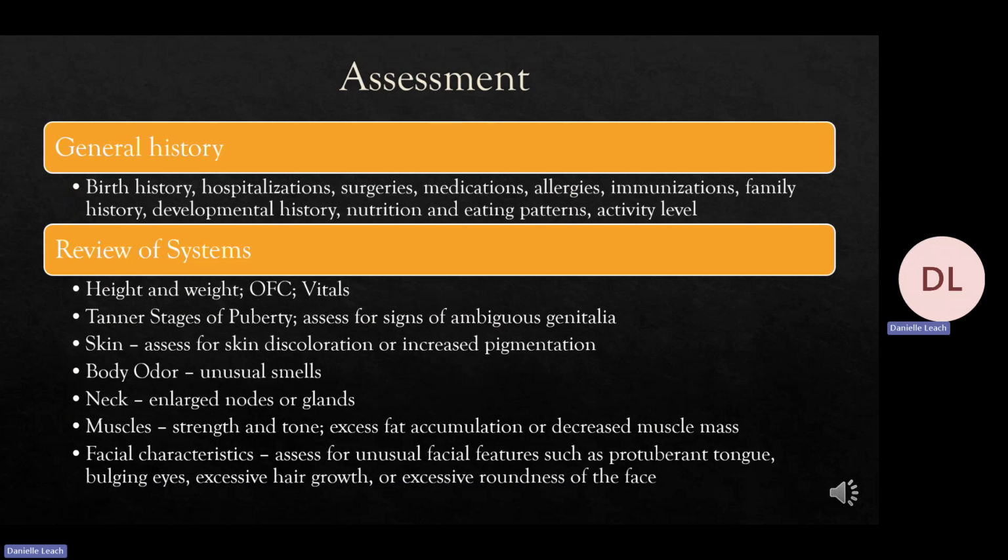On assessment, we can inquire about things like their birth history, prenatal care, estimated gestational age, were there any complications or substance abuse, or any complications after birth, any hospitalizations, any surgeries, what current medications are they on, including OTC and supplements? Do they have any allergies, medications, seasonal, food, any other allergies as well? Are they up to date on their immunizations? Any family history of endocrine disorders or things like extreme short stature? What are the heights of their parents and their siblings? And is there any history of any other chronic diseases in the family?